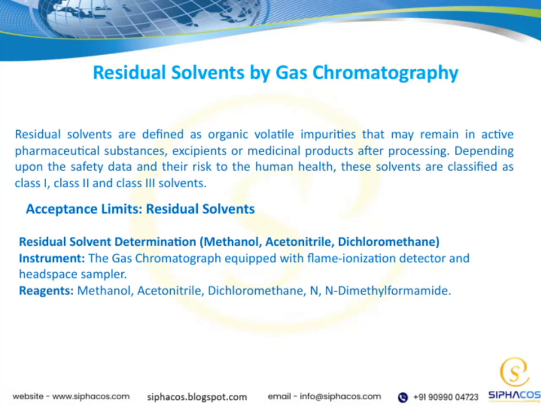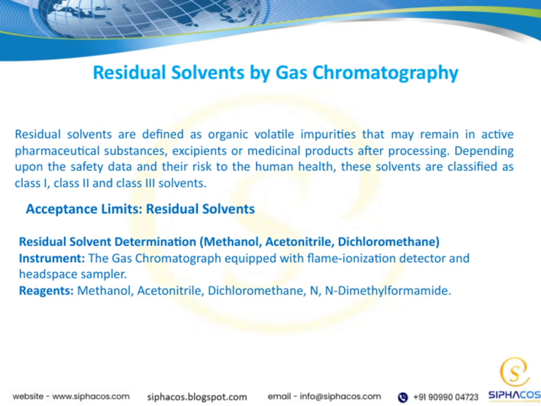In this slide, we'll discuss the determination of residual solvents, specifically methanol, acetonitrile, and dichloromethane. These are common solvents that might remain in pharmaceutical products after manufacturing. To analyze them, we use a gas chromatograph equipped with a flame ionization detector and a headspace sampler. The reagents involved include methanol, acetonitrile, dichloromethane, and N-dimethylformamide, which help us prepare and run the tests accurately.